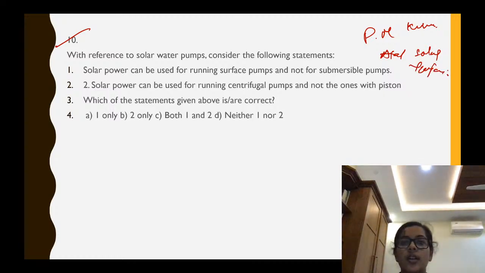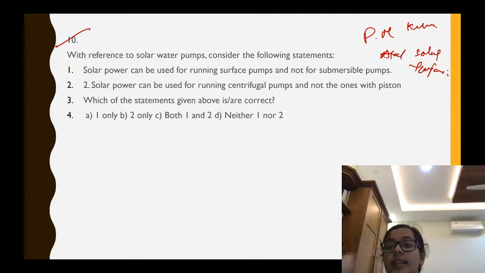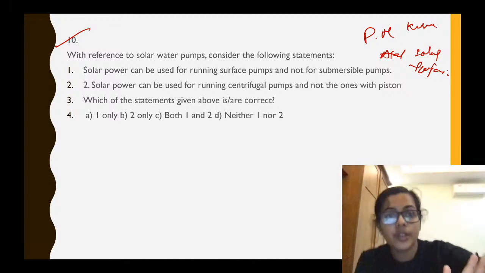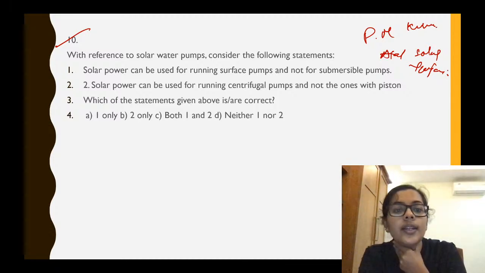Something we discussed. Okay, so we discussed in schemes this Atal Solar Yojana of Maharashtra. We discussed PM Kusum in the detailed scheme section, where I have discussed these points also. We'll see how to answer it.